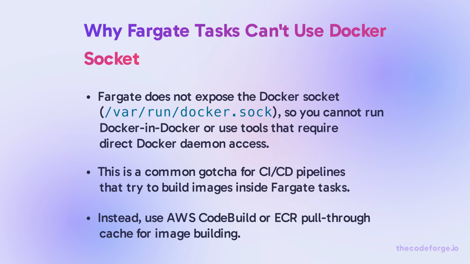Fargate does not expose the Docker socket, /var/run/docker.sock, so you cannot run Docker in Docker or use tools that require direct Docker daemon access. This is a common gotcha for CI/CD pipelines that try to build images inside Fargate tasks. Instead, use Amazon Web Services CodeBuild or Elastic Container Registry pull-through cache for image building.